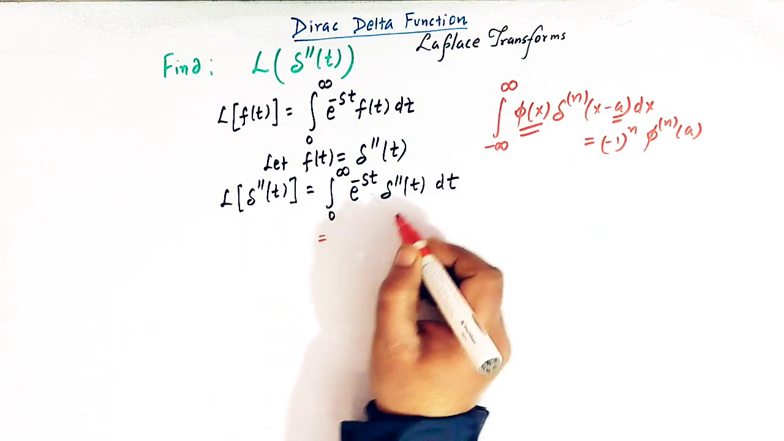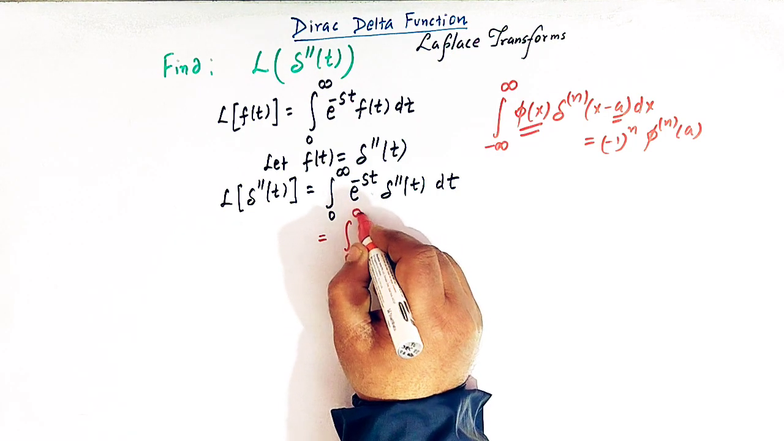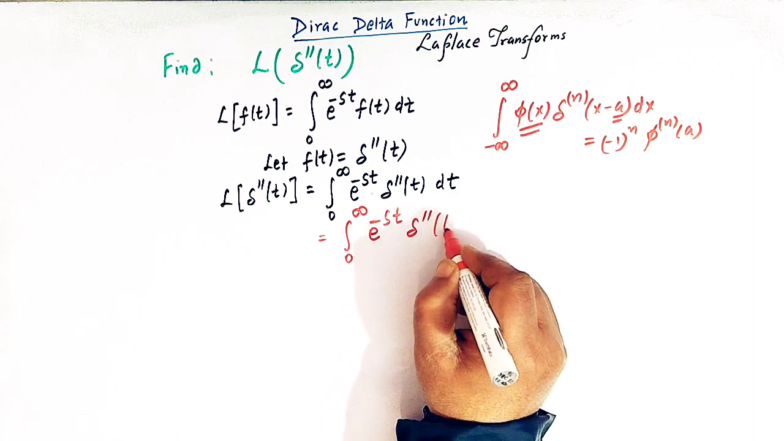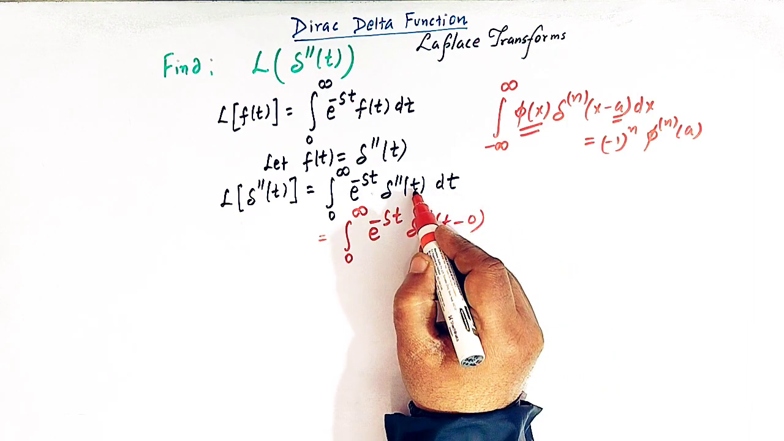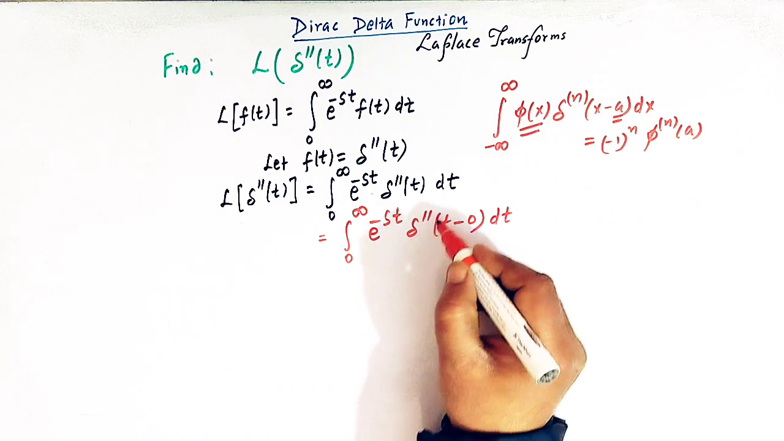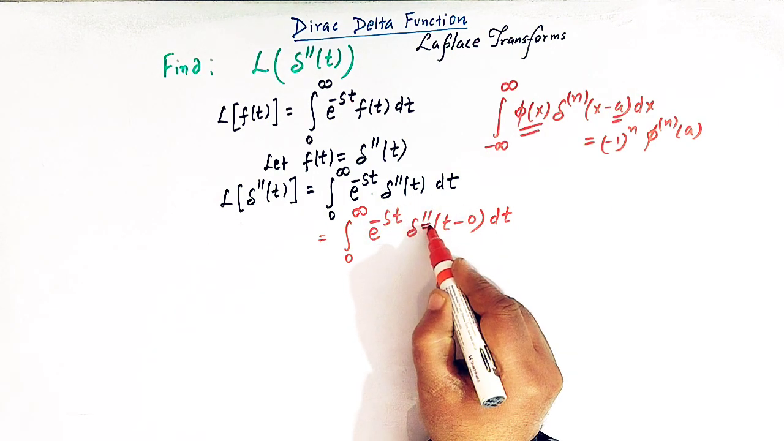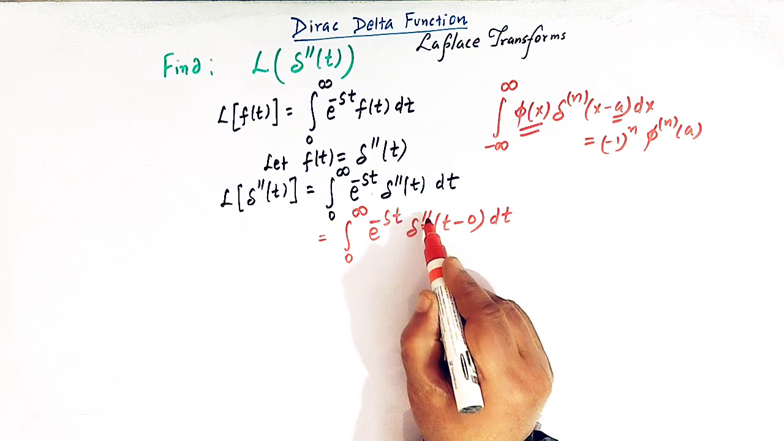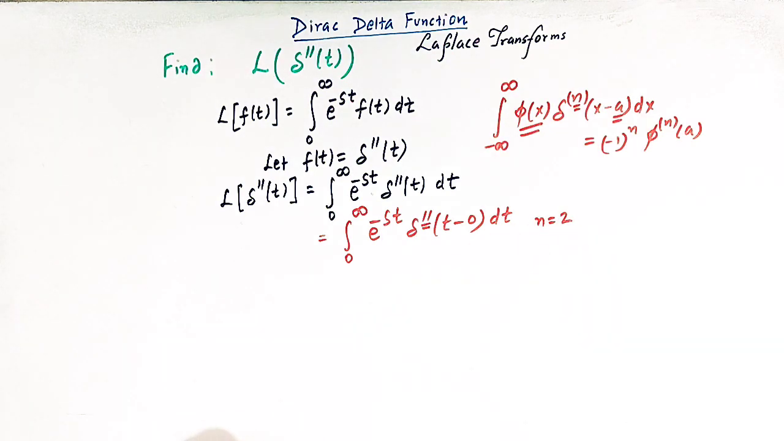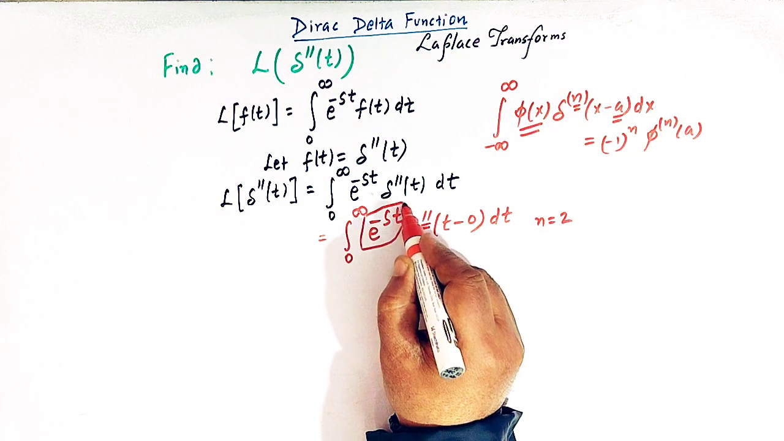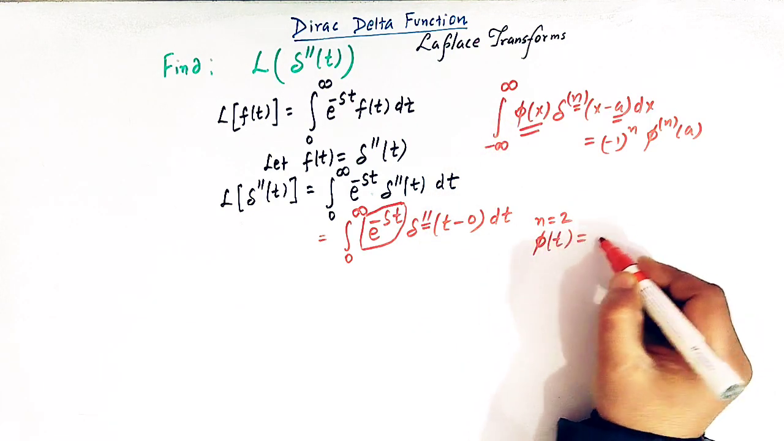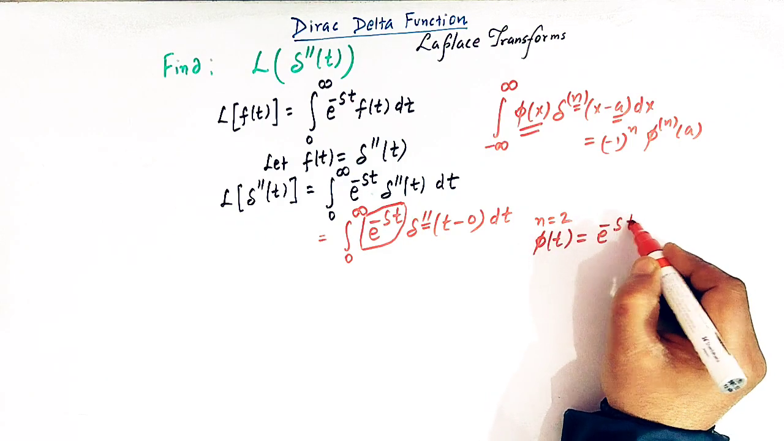So now let us rewrite this integral as 0 to infinity e raised to minus s times t and delta double prime, and here we have t minus 0, because t can be written as t minus 0, and here we have dt. So now here the double prime shows that we have the second derivative of delta function, so the value of n is equal to 2. And this function may be taken as this one, that is phi of t is equal to e raised to minus s times t.